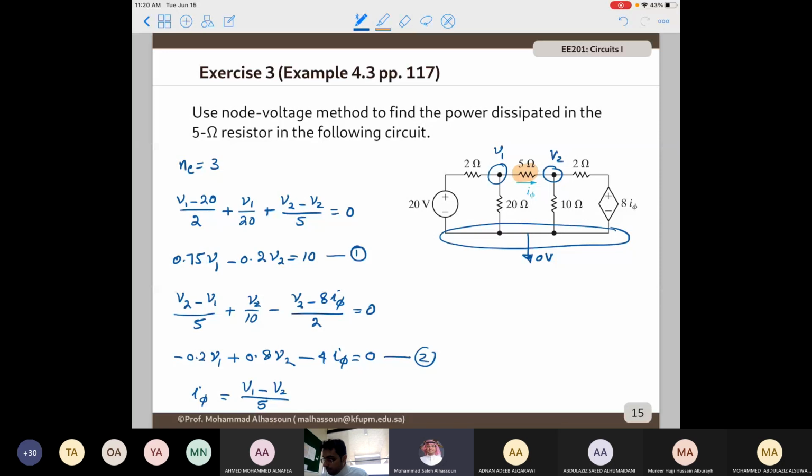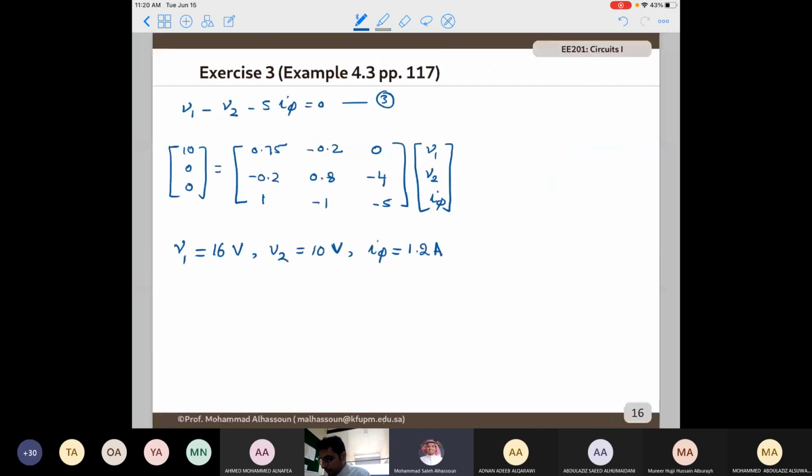So I need to find the power dissipated in the 5 ohm resistor. I know the current, which is I phi. So the power will be I phi squared multiplied by 5, which is 7.2 watts.